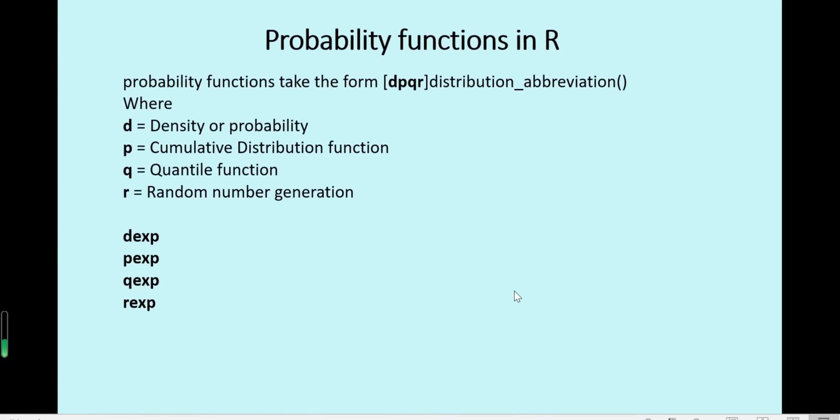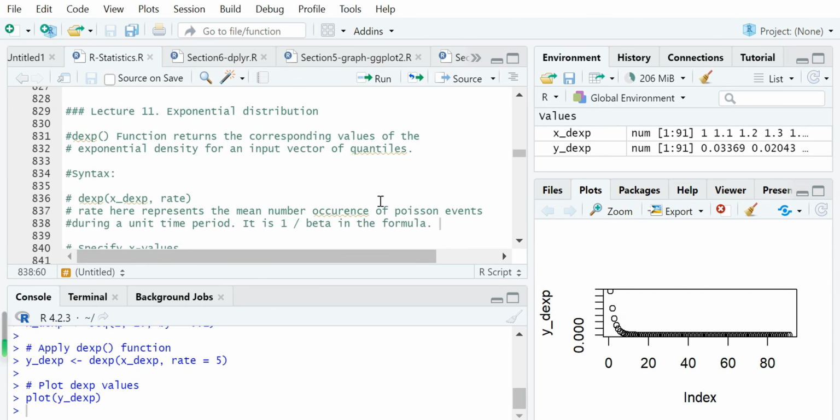So in R, if you want to use the exponential distribution, you have to use these four functions: dexp for density or probability, pexp for cumulative distribution probability, qexp for quantile value calculation, and rexp for random number generation. Next, we will show examples in RStudio for the exponential distribution.